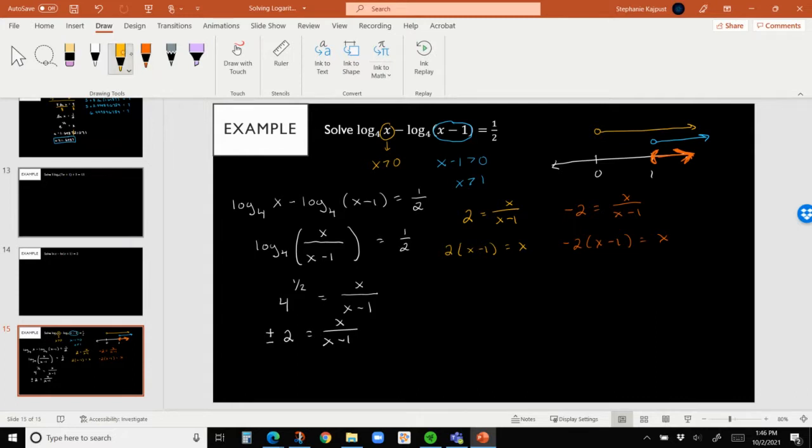So now we're going to solve for x. So I'm going to do the kind of golden yellow one first. So I distribute. 2x minus 2 equals x. I'm going to subtract 2x from both sides. This gives me negative 2 equals 1 minus 2 is negative 1x. Divide both sides by negative 1, and I get 2 equals x. So that puts us kind of right there on our number line.